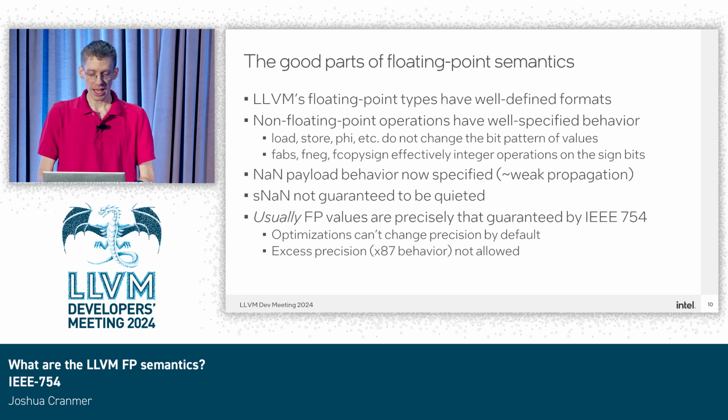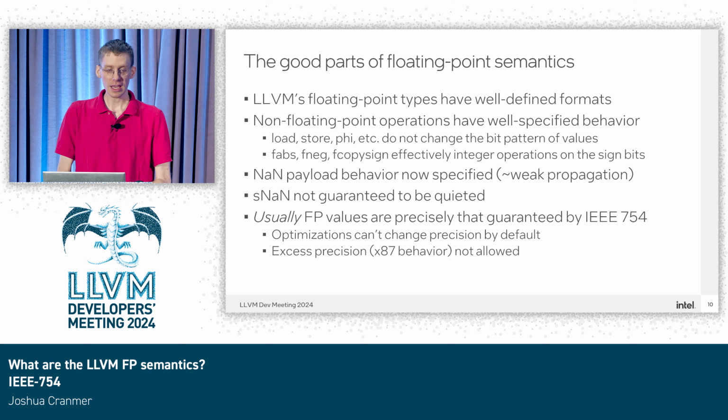And arguably the single most important rule we have for optimization is that in terms of the actual semantics of the value results of floating point operations, they have to be precisely what is guaranteed by IEEE 754. And the way you should read that is that an optimization cannot change that value. You cannot replace A divided by B with A times 1.0 over B.